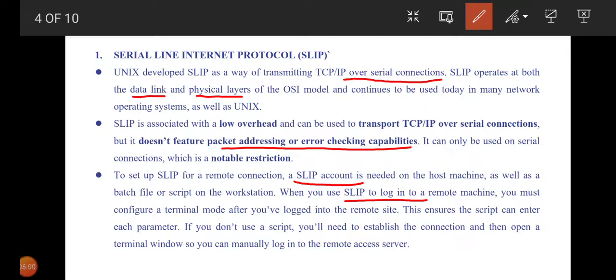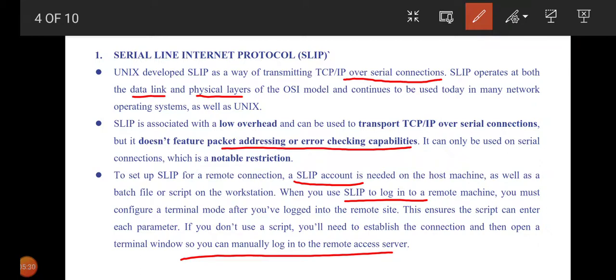Now if we do not use these scripts to configure terminal modes, we have to establish the connection and then open a terminal window so that we can manually log into the remote access server. So this is all about how SLIP actually works. We have to have a SLIP account, and through that SLIP account we have to create a terminal mode on the remote server, and from the remote server we can then log in and we can make things work, or we can request various messages to be sent.